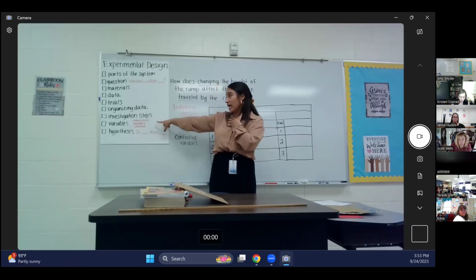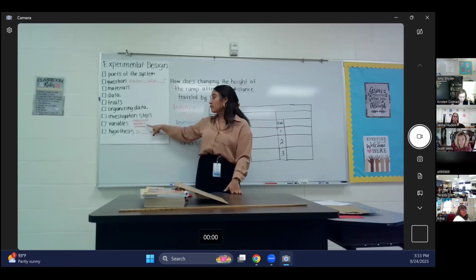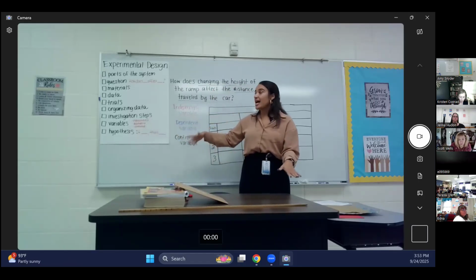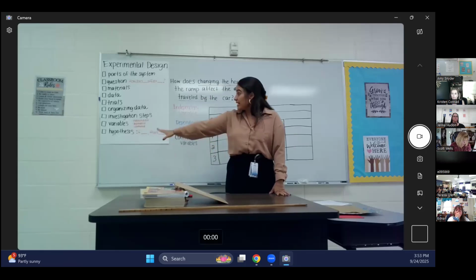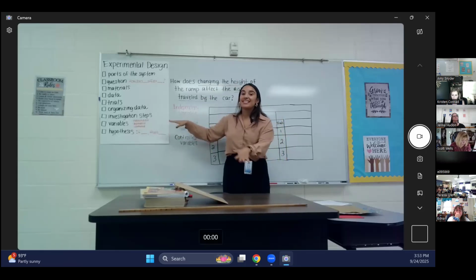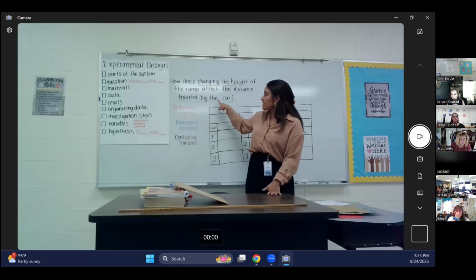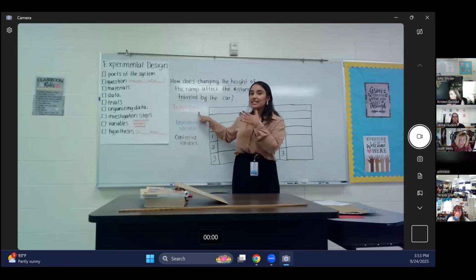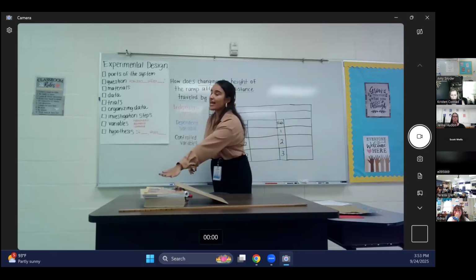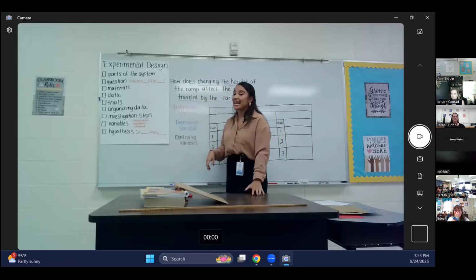That's what I change. The dependent variable is what changes as a result of the independent variable. For this, our dependent variable is going to be the distance that is traveled. So the dependent variable is the distance, and the independent variable, what I change, is the ramp height.